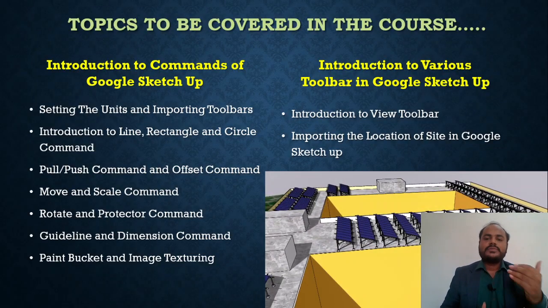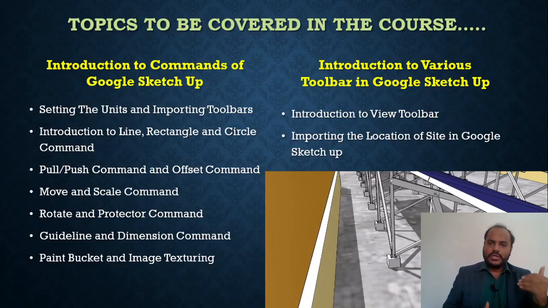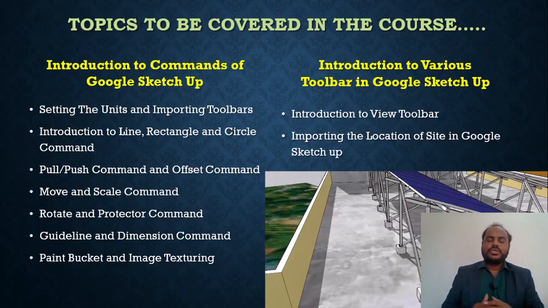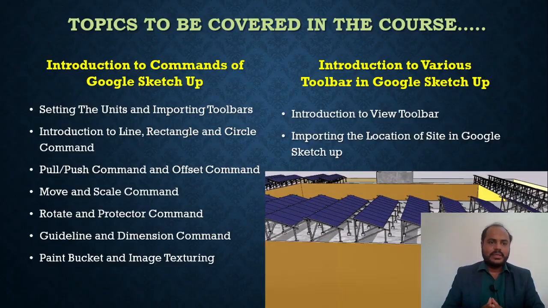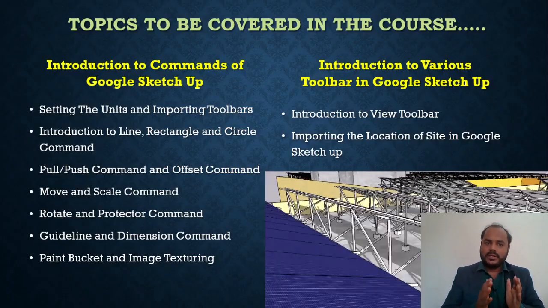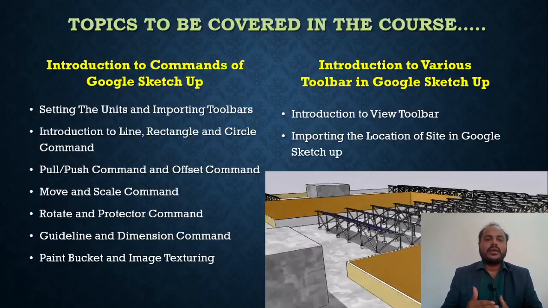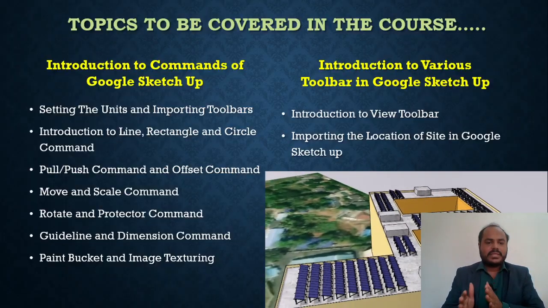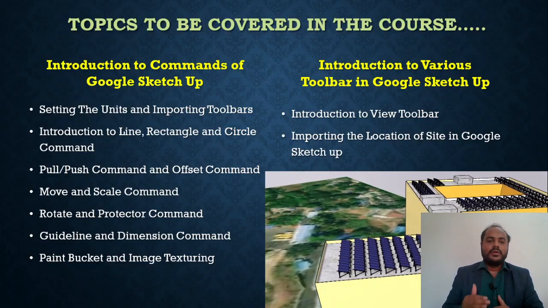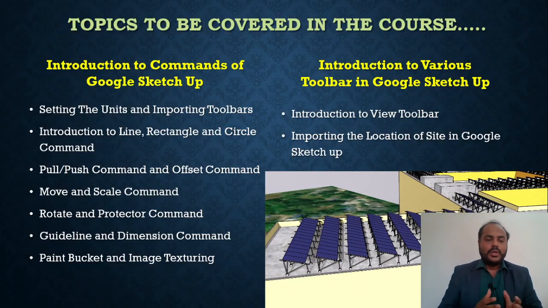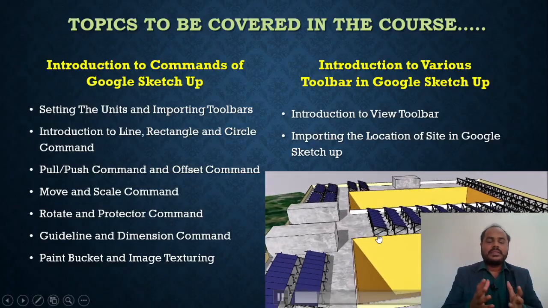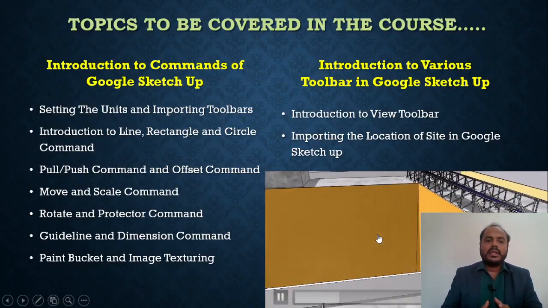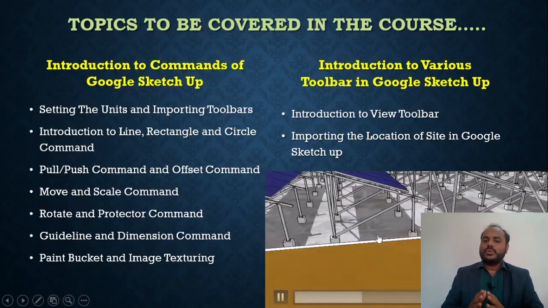So we're going to see which parameters we're going to discuss in this particular course. First, we're going to talk about the very basics regarding the introduction of the commands of Google SketchUp. So what are the various commands, like how to set the units, how to import the toolbars in Google SketchUp, introduction about the line, rectangle and circle commands, introduction about the push pull command and the offset command, move and scale commands, and how we can utilize these commands for developing the solar power plant, rotate and protractor commands for setting the tilt angle of the solar power plant. We're going to talk about how we decide the guidelines and the dimension command, and how to use the paint bucket and image texturing over the particular solar power plant.